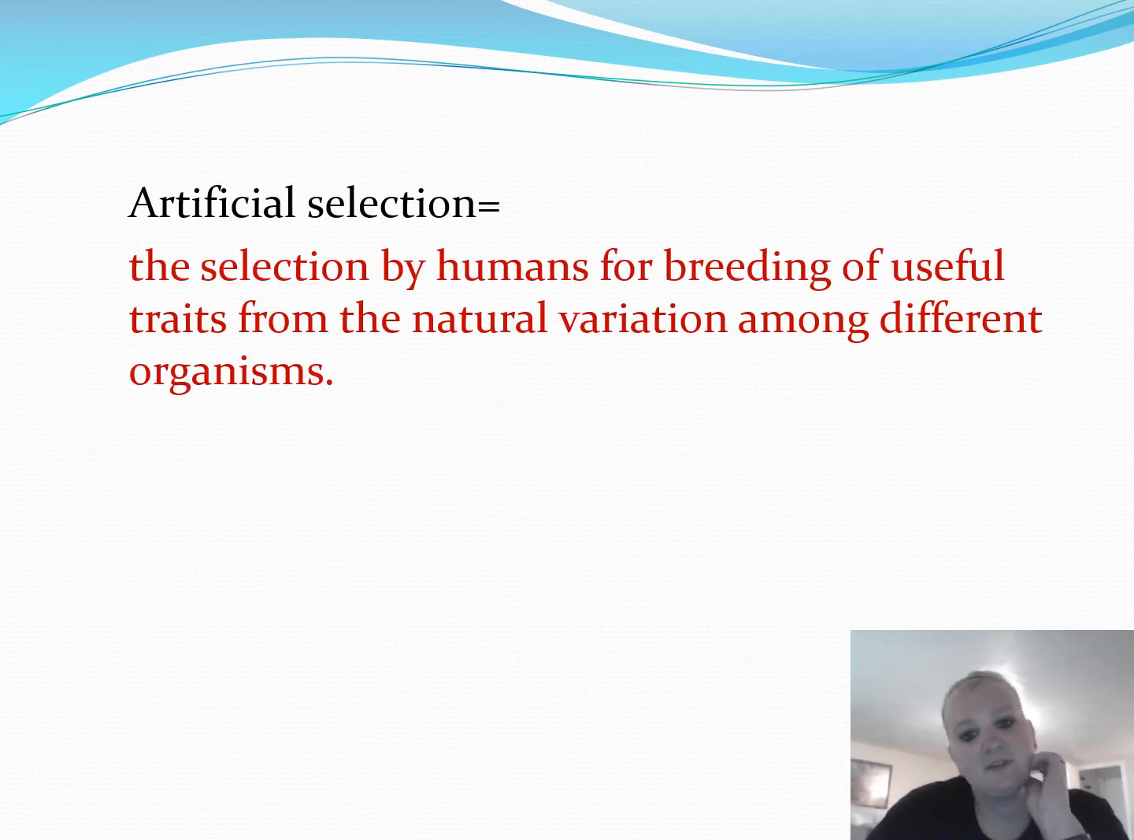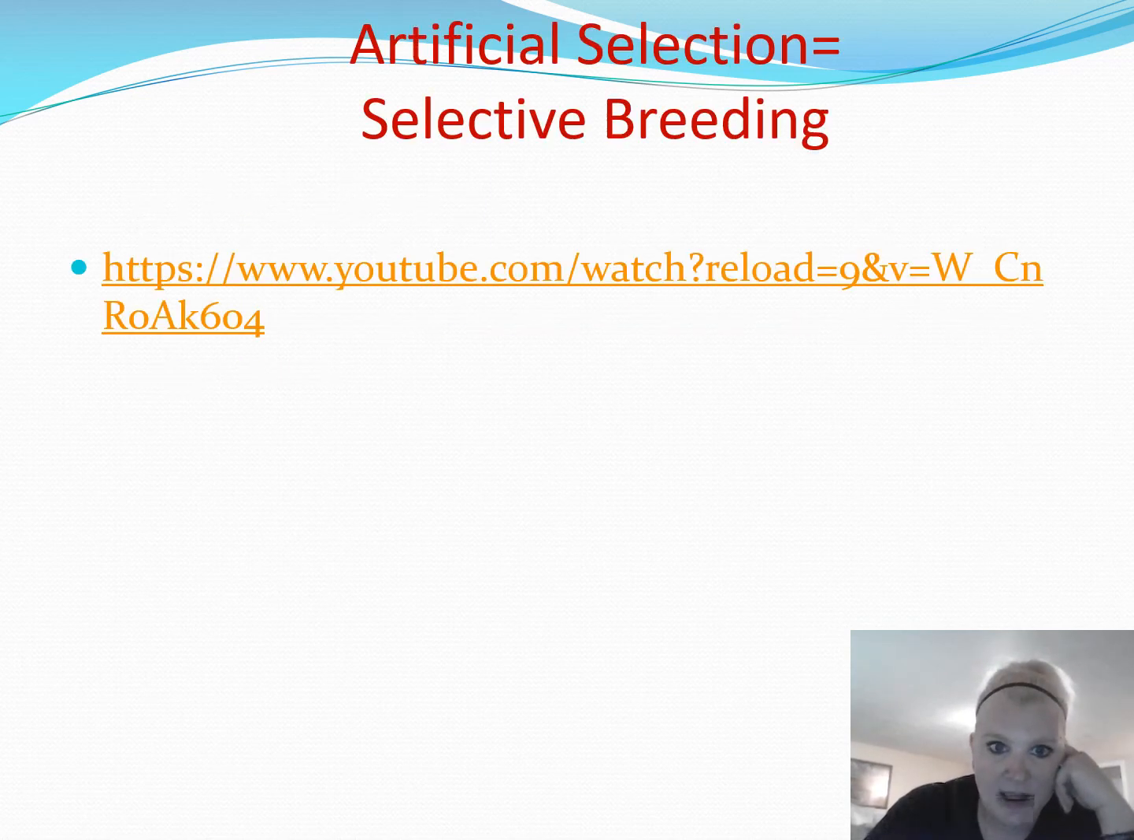Okay, so that's just a quick definition. I'm just giving that to you guys to help out a bit. There's a YouTube link here you can watch. It's real cheesy, kind of hokey, but it gives you a quick run through of an idea of artificial selection. Artificial selection is basically the same thing as selective breeding.